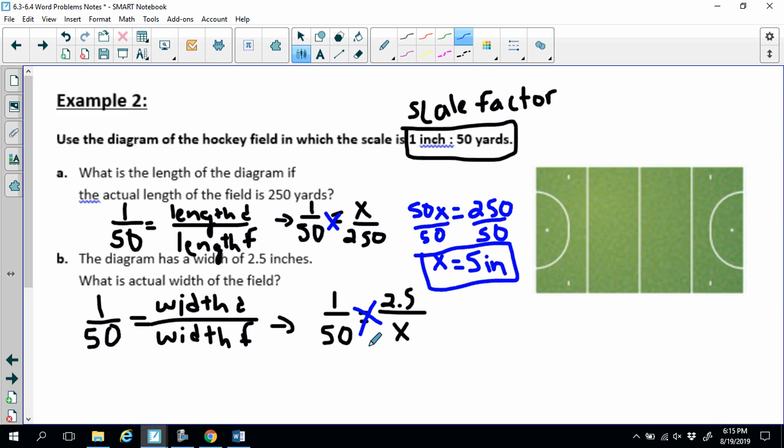Now this one's a little bit easier because we can do X times 1, so that gives us X. And then we can do 50 times 2.5, which is going to give us 125. Now make sure, don't forget your units, because we're doing the actual field that's in yards. So I'm going to go ahead and put YDS for that. And that's our answer.